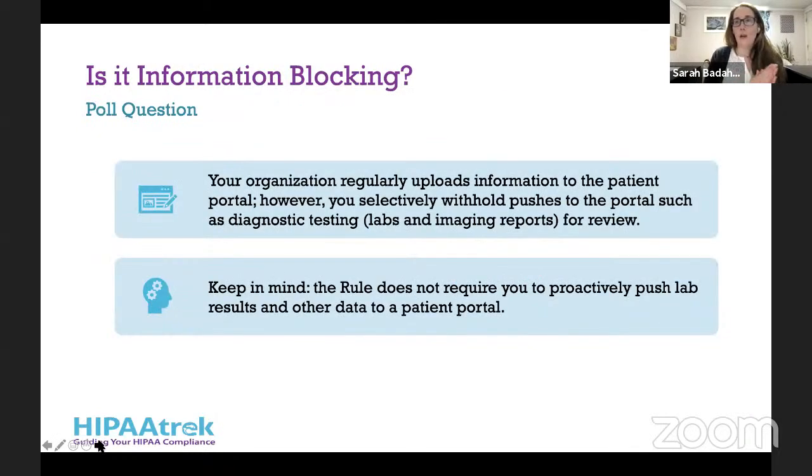All right, so we have our poll question number 2 that I guess I'm not going to be able to see, but everybody else will be, which is amazing. Your organization uploads information to the patient portal. However, you selectively withhold pushes to the portal, such as diagnostic testing and imaging results, for review. Keep in mind that the rule does not require you to proactively push results and other data to your patient portal, and the rule also does not require you to have a patient portal. Just if you have a patient portal, are you allowed to do this?